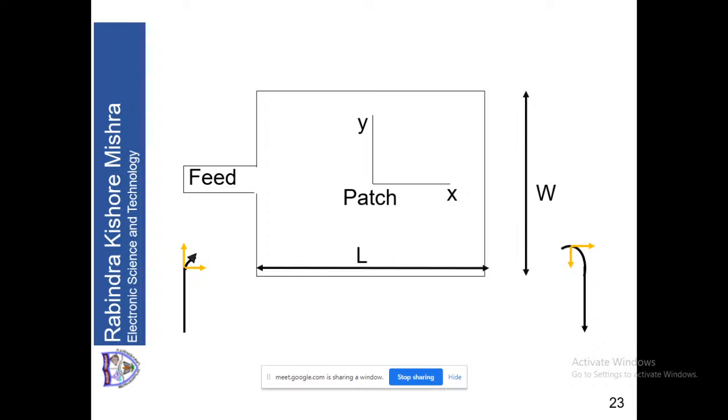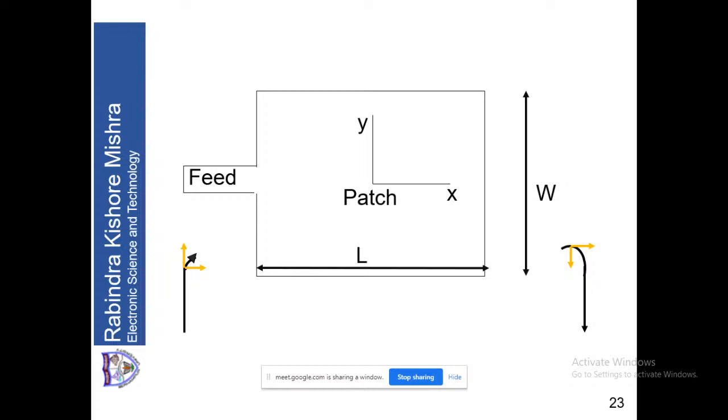So there is a field component which is from left to right on the left edge. Similarly, there is a field component which is from left to right on the right edge. So at both the edges, which are the physical edges, are separated by the length L.